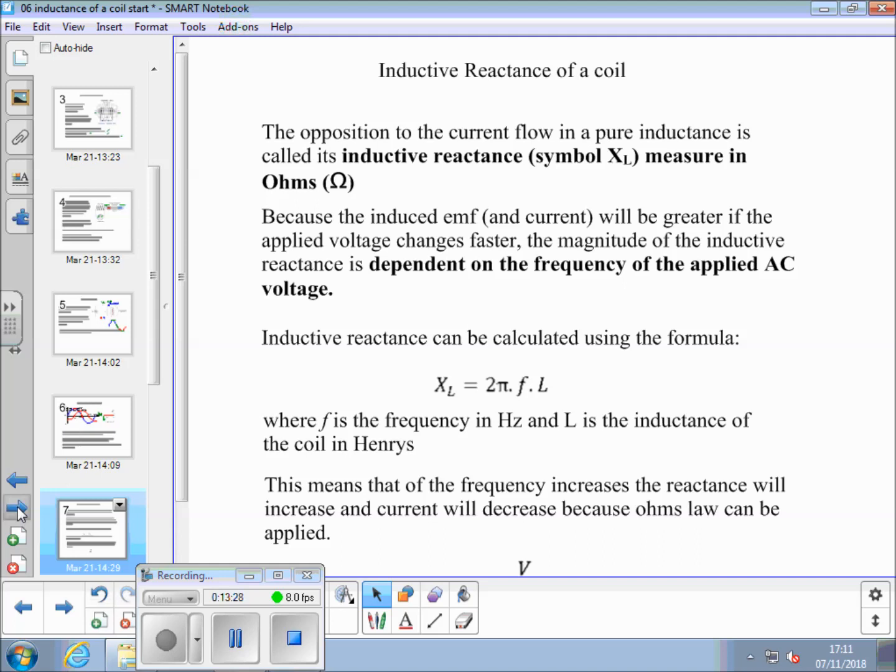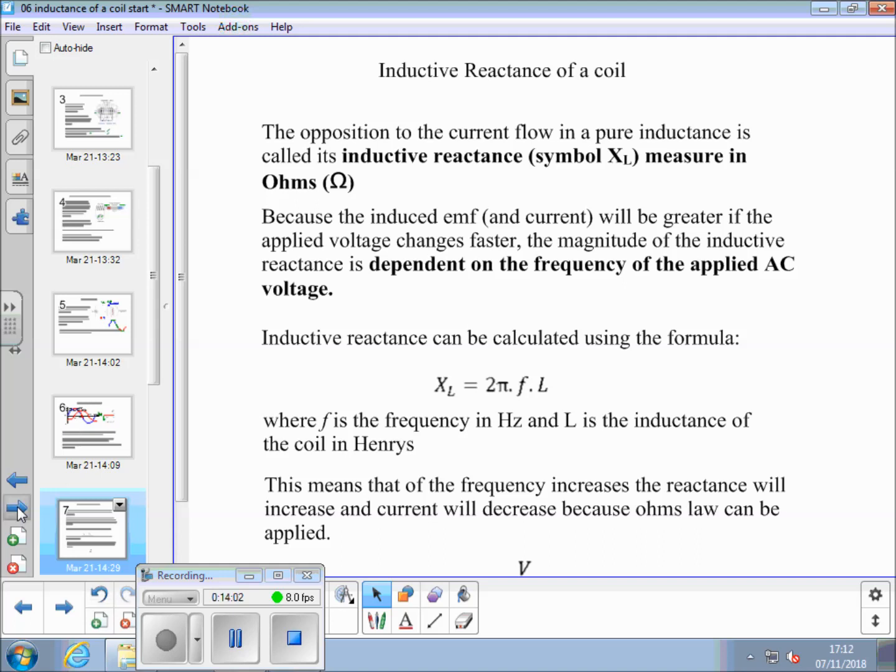Yeah? Because the induced EMF and current will be greater if the applied voltage changes faster, the magnitude of the inductive reactance is dependent on the frequency of the applied AC. Because if we change things faster, the back EMF gets bigger, so the back current gets bigger. Therefore, relatively, it must be because the inductive reactance has increased.